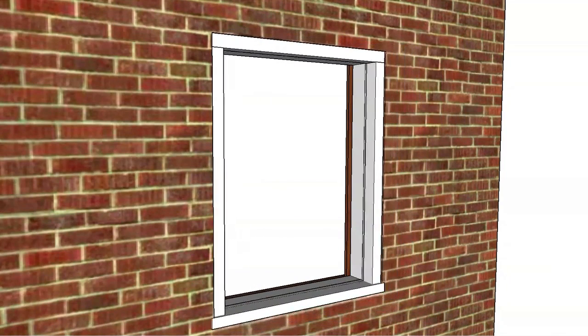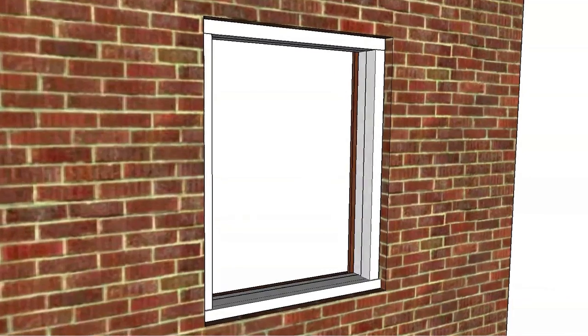If aluminum trim coil will be used to cover the existing sill, apply it at this time. Cut one piece of flashing tape 12 inches longer than the opening width. Apply it across the sill and extend it 6 inches up from each side.